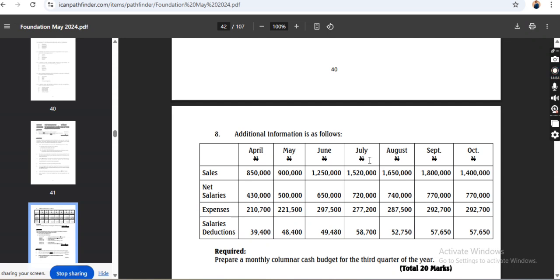So don't forget, cash budget is English. If you don't understand the English, you may miss it, right? So now let's go on to the first.